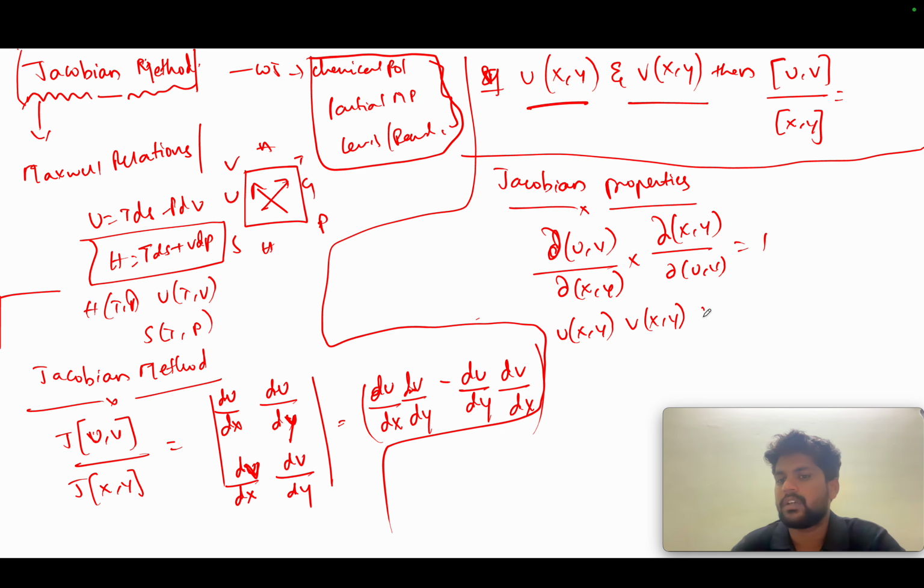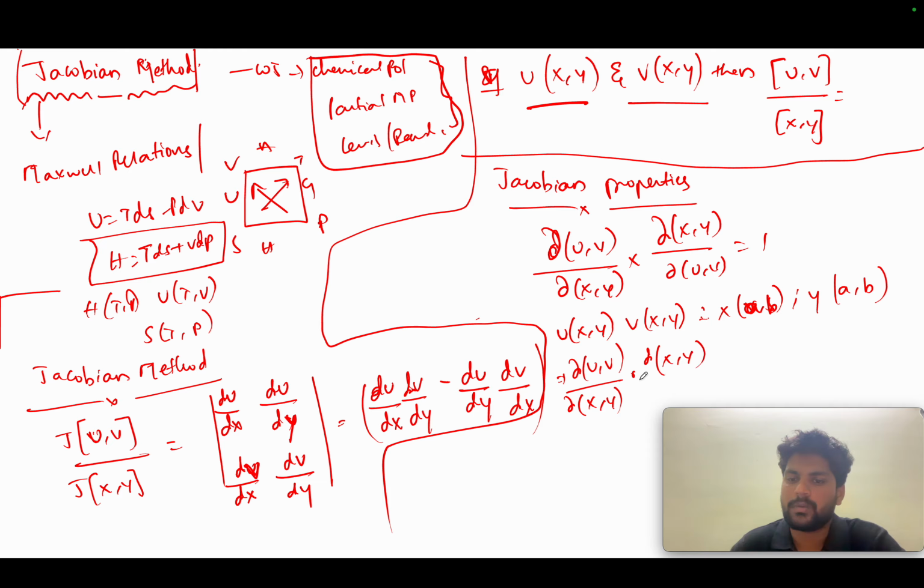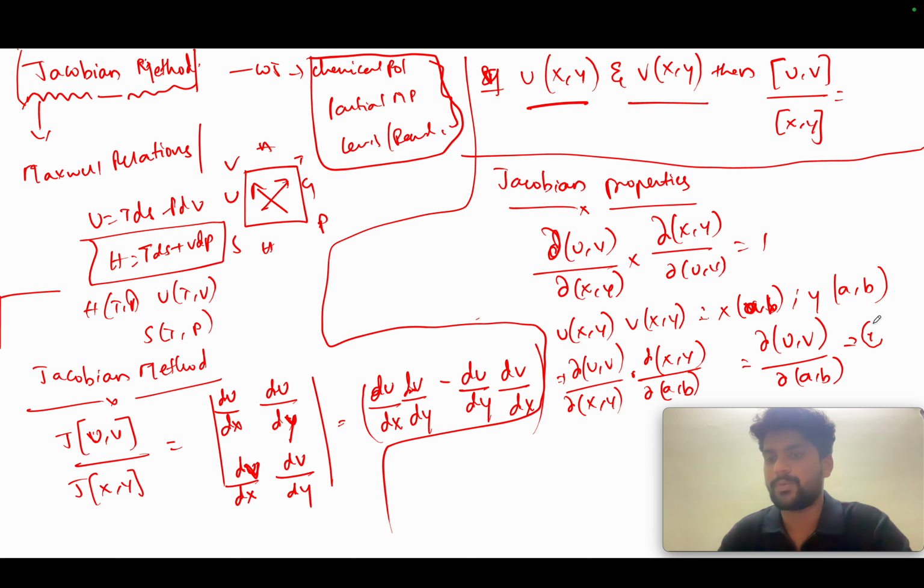Suppose u is a function of x comma y and v is also a function of x comma y, and x is a function of a comma b, and y is also a function of a comma b. Then d of u comma v by d of a comma b is equal to d of u comma v by d of x comma y into d of x comma y by d of a comma b. Okay, this is another property.